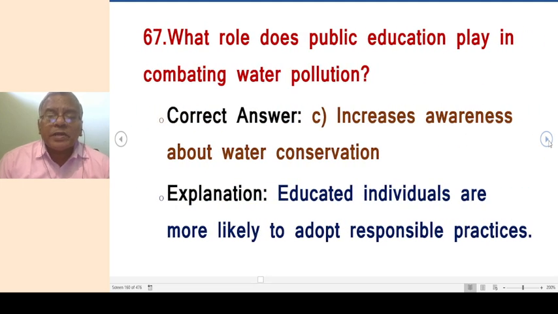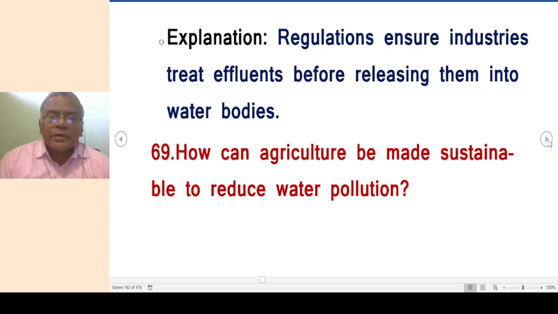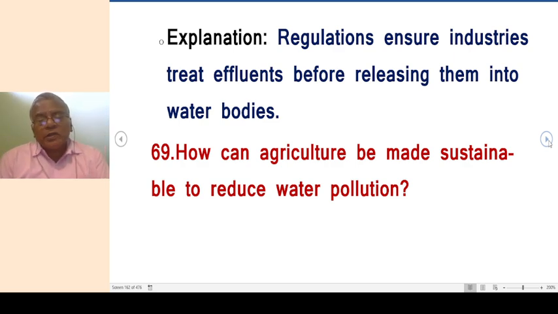What role does public education play in combating water pollution? It increases awareness about water conservation. Educated individuals are more likely to adopt responsible practices. What is an essential measure of reducing industrial water pollution? Strict regulation of effluent discharge. Regulations ensure industries treat effluents before releasing them into water bodies.